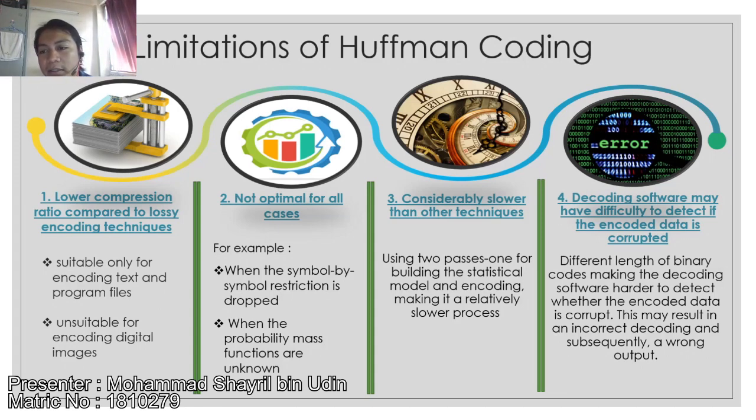Next, the decoding software may have difficulty detecting whether the encoded data is corrupted or not. Different lengths of binary codes make it harder for the decoding software to detect whether the encoded data is corrupted. This may result in incorrect decoding and subsequently a wrong output.